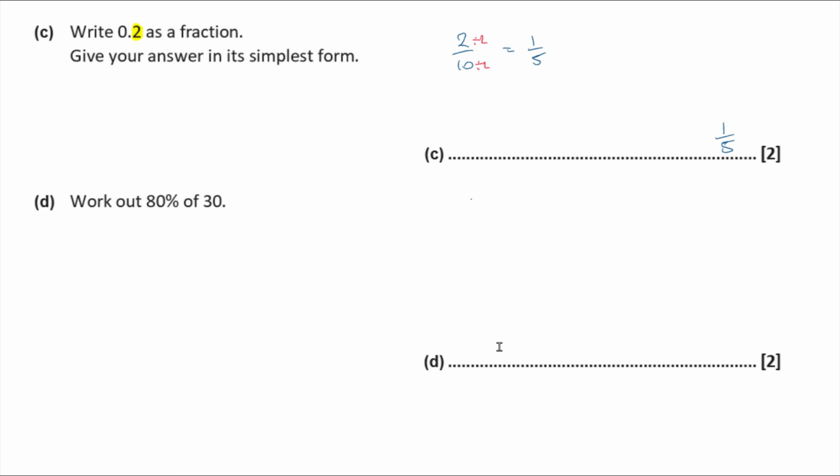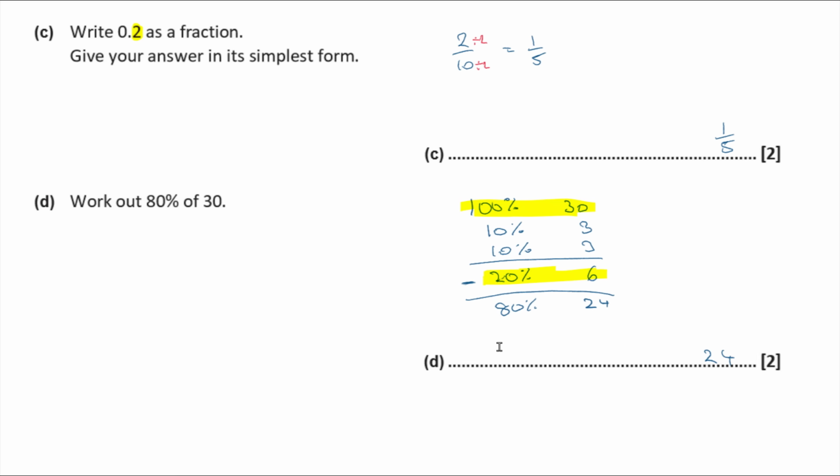Well, if 100% of my number is 30, then 10% would be 3 then, wouldn't it? So another 10% would be another 3. So then 20% is going to be 3 plus 3, which is 6. So then I can work out 80% by taking 100% and subtracting 20%, wouldn't it? So 100 take away 20 is 80, 30 take away 6, that's 24, so my answer is 24.